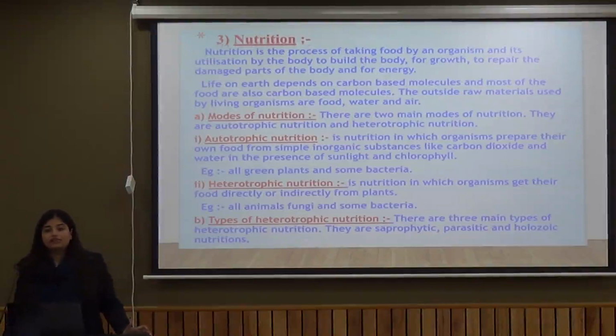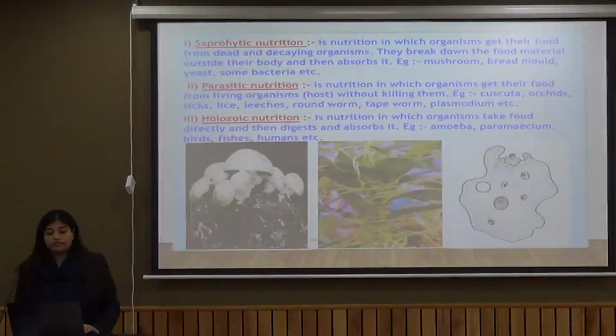Then we have heterotrophic nutrition. Now this is the nutrition in which organisms get their food directly or indirectly from plants. So all animals, fungi and some bacteria are heterotrophic. Now coming to heterotrophic nutrition, there are various types of heterotrophic nutrition. Let's discuss them. So first one is saprophytic.